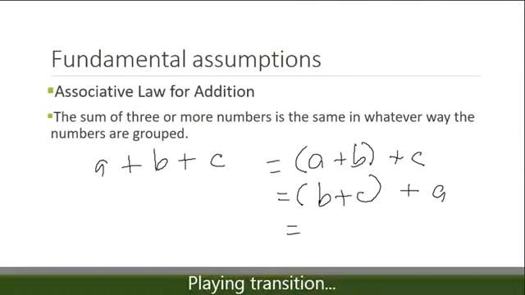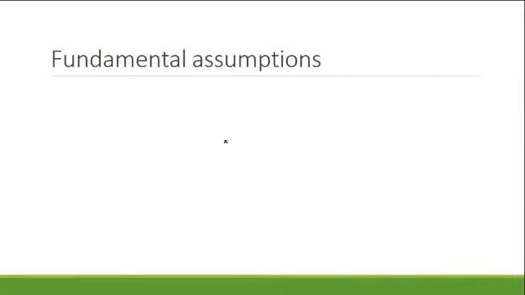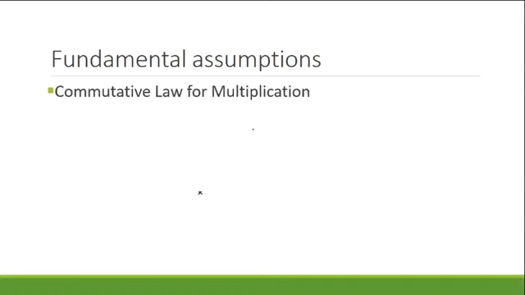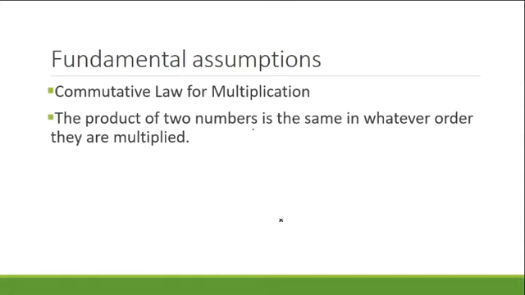Next, how about some fundamental assumptions for multiplication? First one is the commutative law for multiplication. The product of two numbers is the same in whatever order they are multiplied. Sample, meron tayong numbers na nire-represent ulit ng letters A and B. So A times B is just equal to B times A.